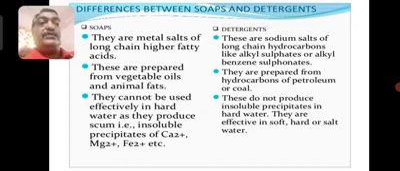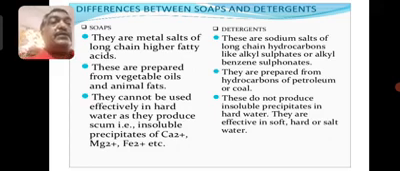metal salts of long chain fatty acids, that is sodium or potassium salt of long chain fatty acids. What about the detergent? Detergents are sodium salt of long chain hydrocarbons like alkyl sulfonates or alkyl benzene sulfonates. So that is the difference.